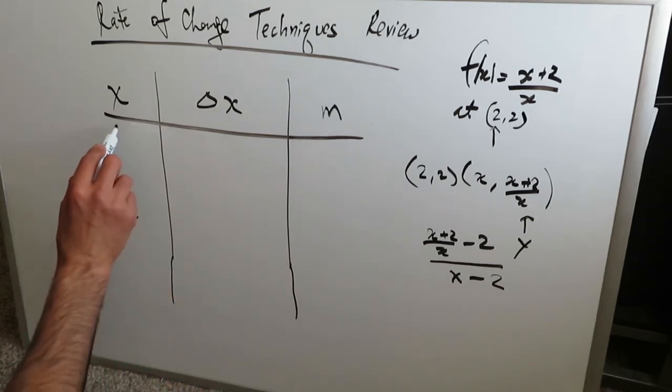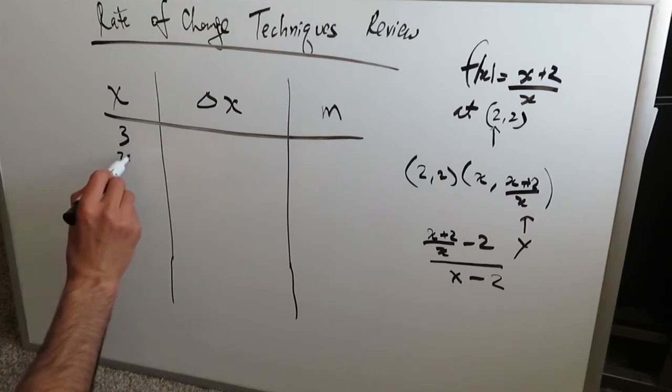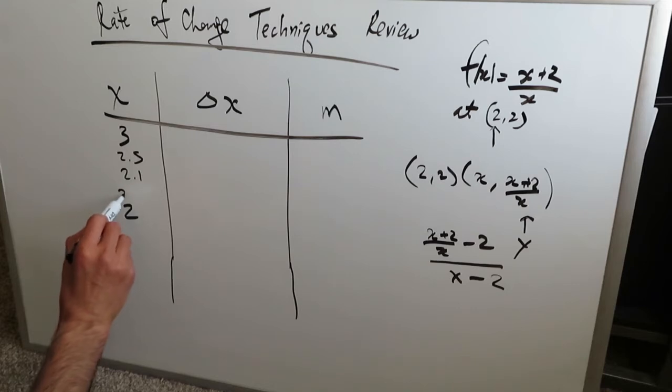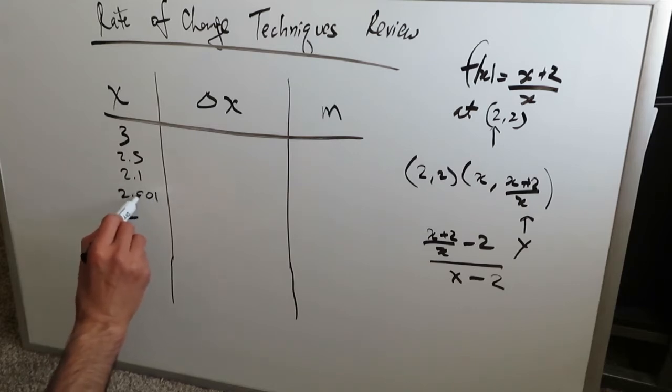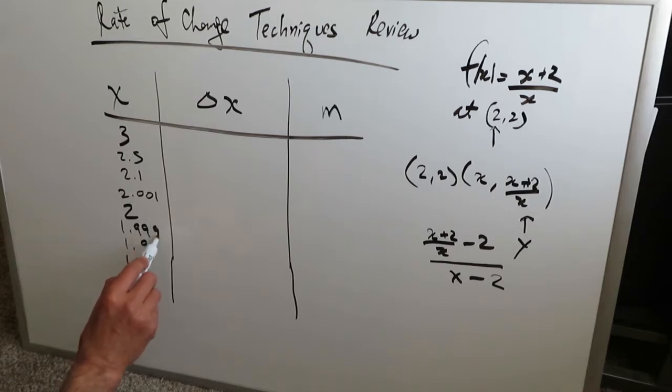So let's come up with a value above 2, which would be 3. A value closer to 2 would be 2.5. A value even closer would be 2.1. And even closer would be 2.001. Let's come from the left side direction. We know 1 is away and to the left of 2, but a number closer would be 1.5. A number closer would be 1.9, and a number even closer would be 1.999.